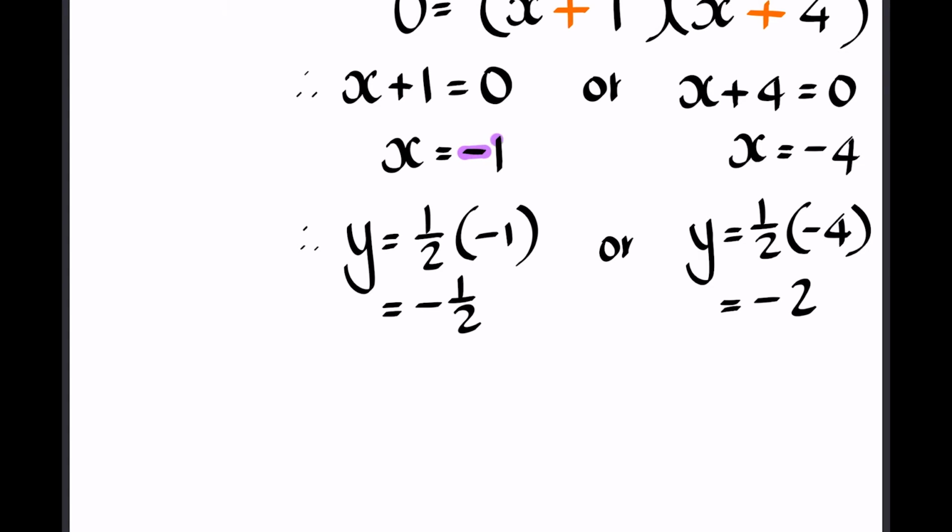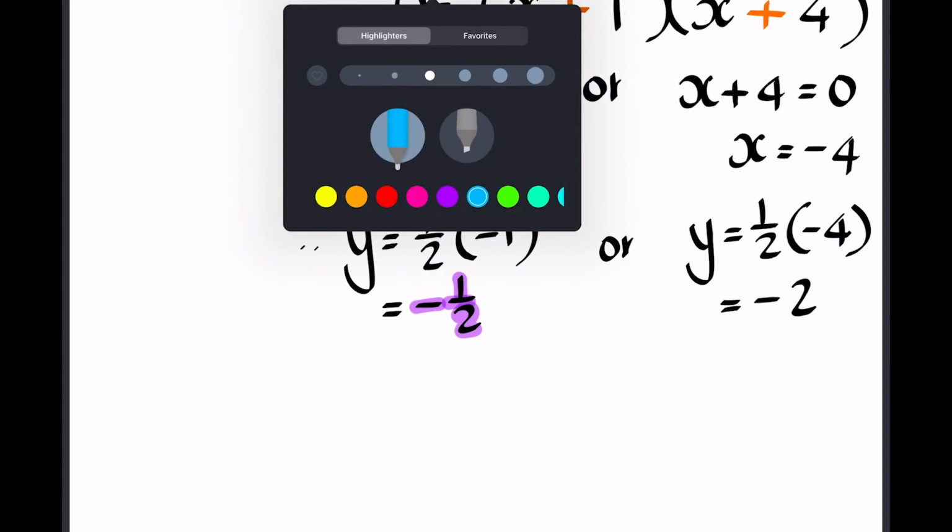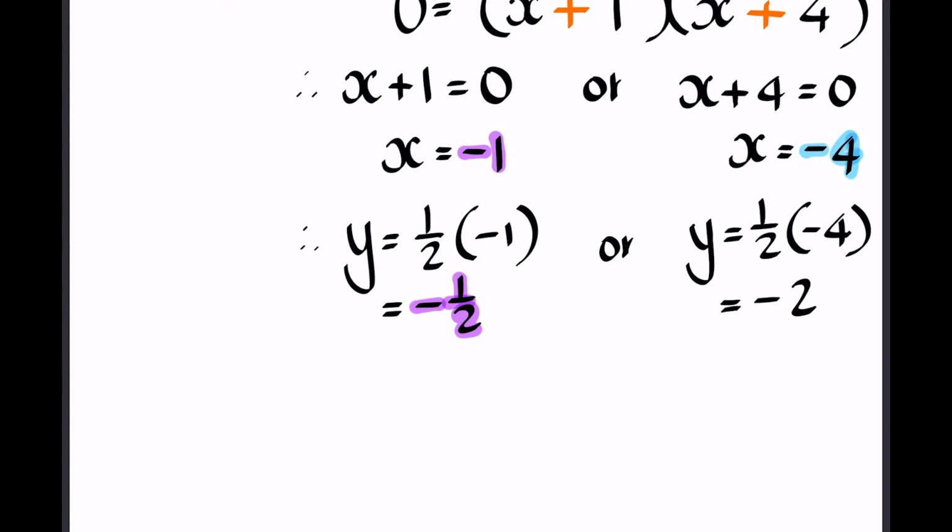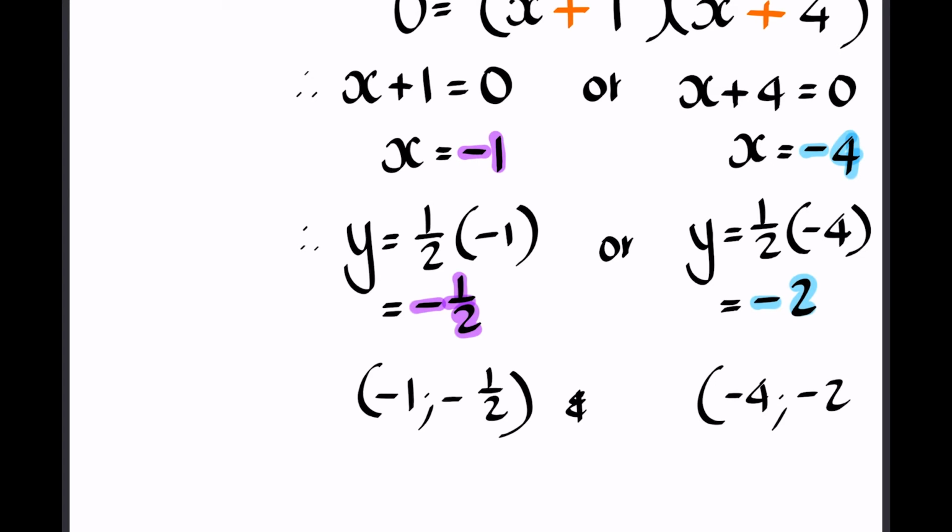So that means over here I have a set of coordinates that go together, and over here I have a set of coordinates that go together. So I have minus 1 and minus a half, and I have minus 4 and minus 2. But they want the coordinates of C and D, so I need to choose which of those belong to C and which of those belong to D.